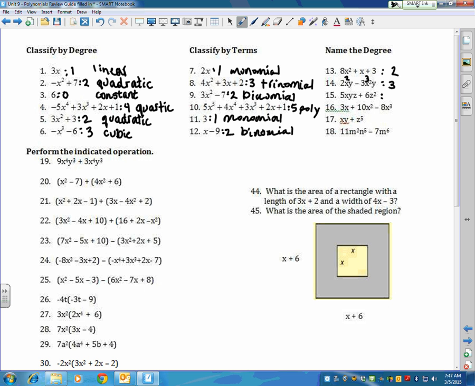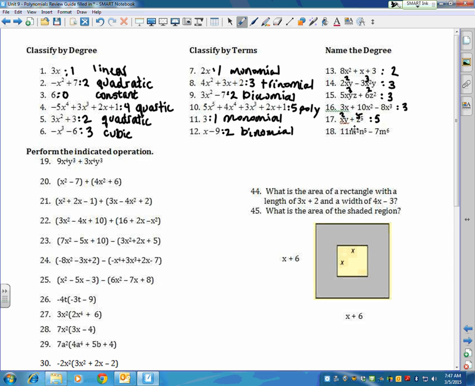Okay, for the next one, the degree of this first term is 3. The degree of the second term is 2. So the degree would be 3. Here you have only x's, so take the degree of the highest one, and that would be 3. On this one, you have an x and a y on your first term, and that's a degree of 2. Here you have a degree of 5, so the degree is going to be 5.